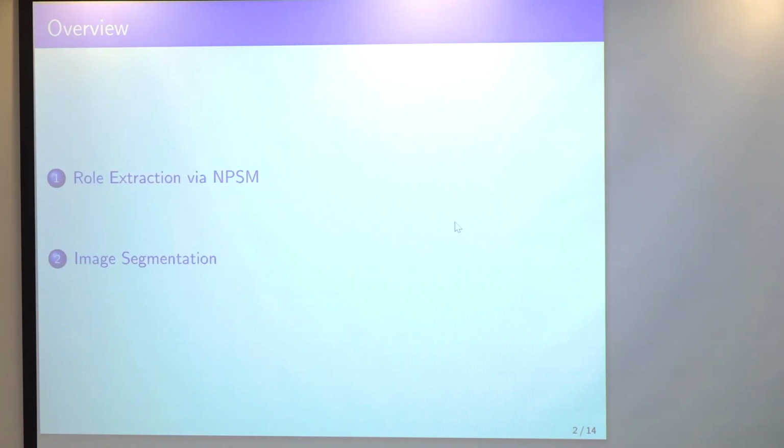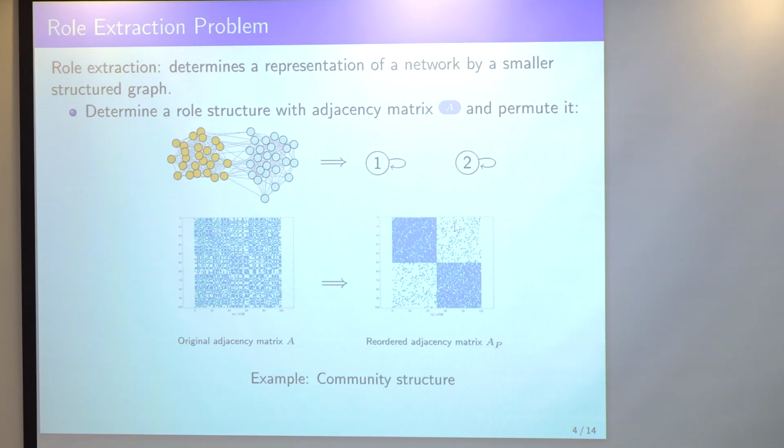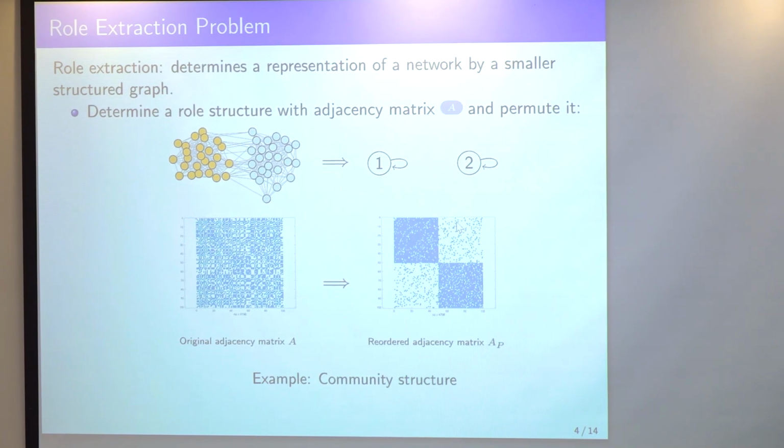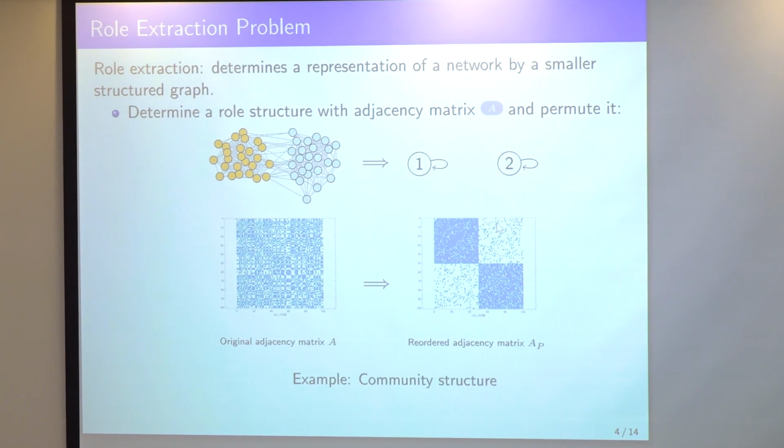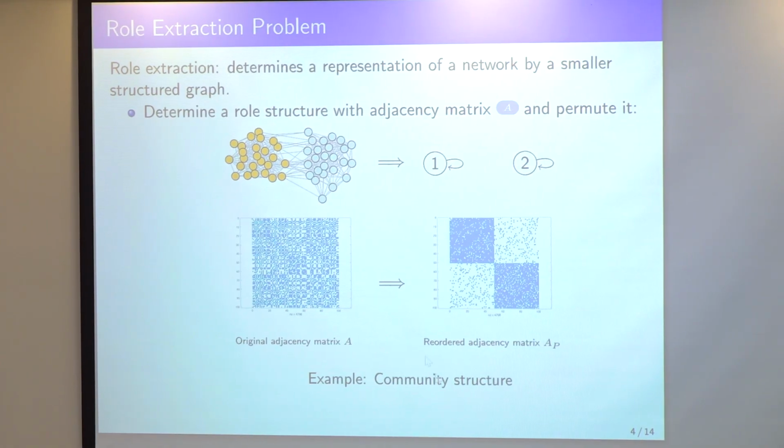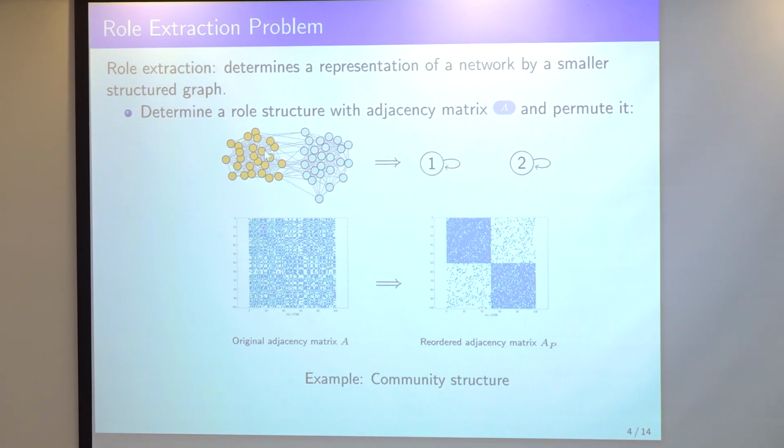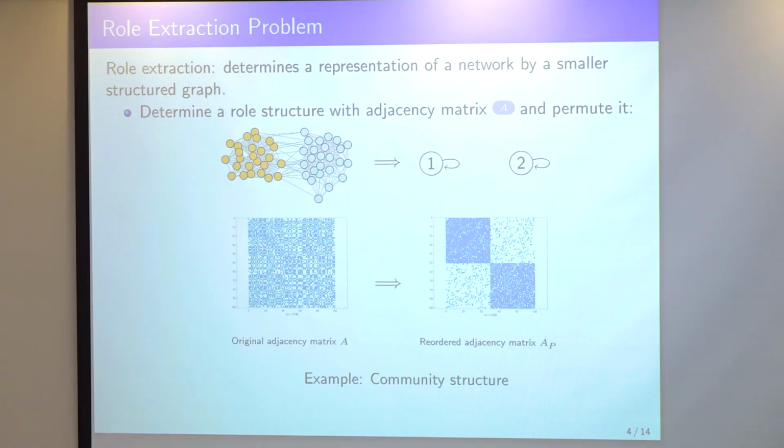I will first introduce the row extraction via neighborhood pattern similarity measure, and then I will apply those methods or those measures to image segmentation as an application. So the row extraction problem is to determine the representation of a network by a smaller structure graph. For example, for the community structure, if nodes are connected closely to each other, then we put them into one group. And we think the interaction between the communities is very weak. Then we can use a smaller graph to represent those structures. We can just use one node to represent one group.